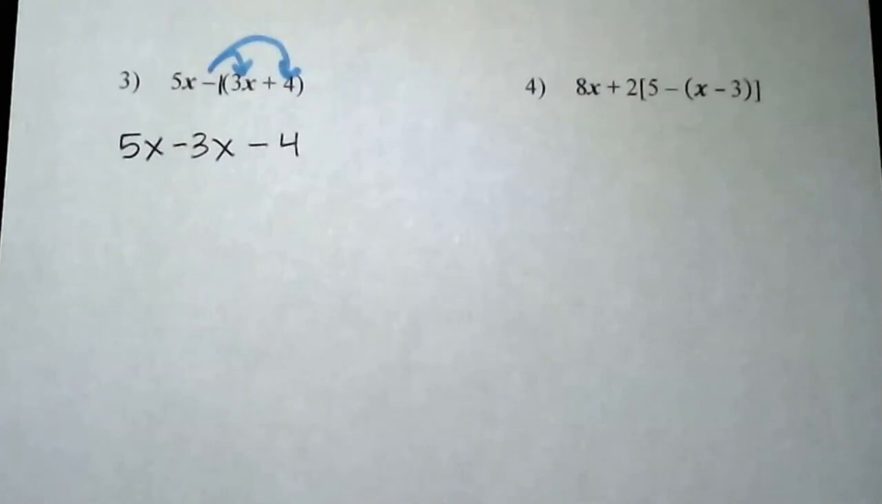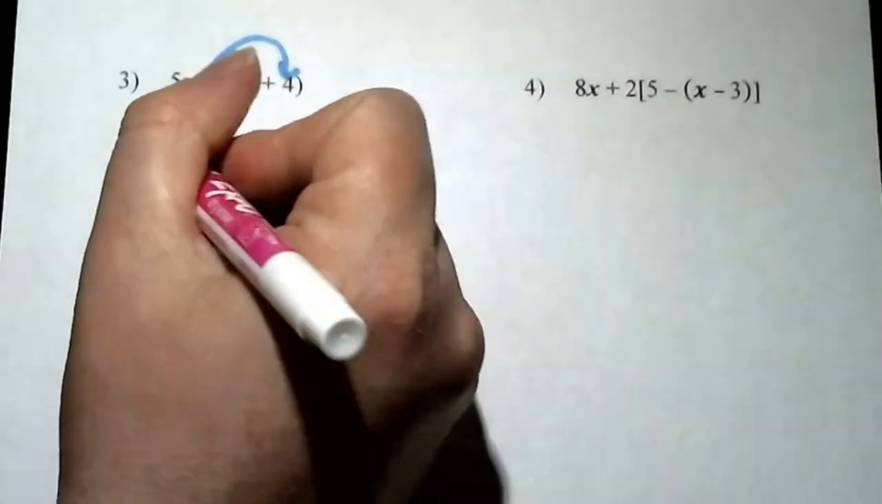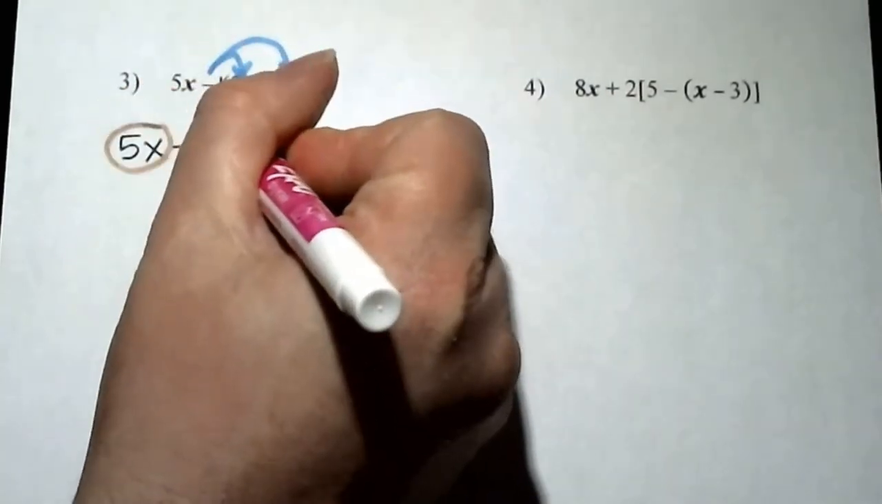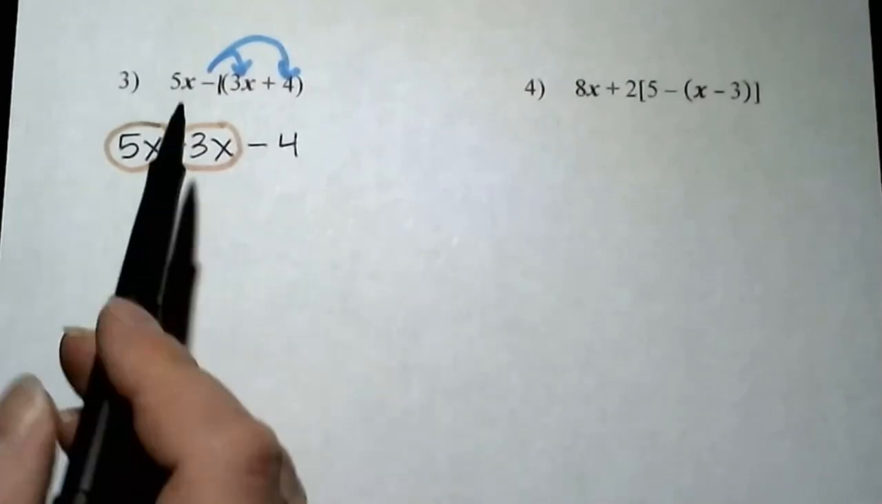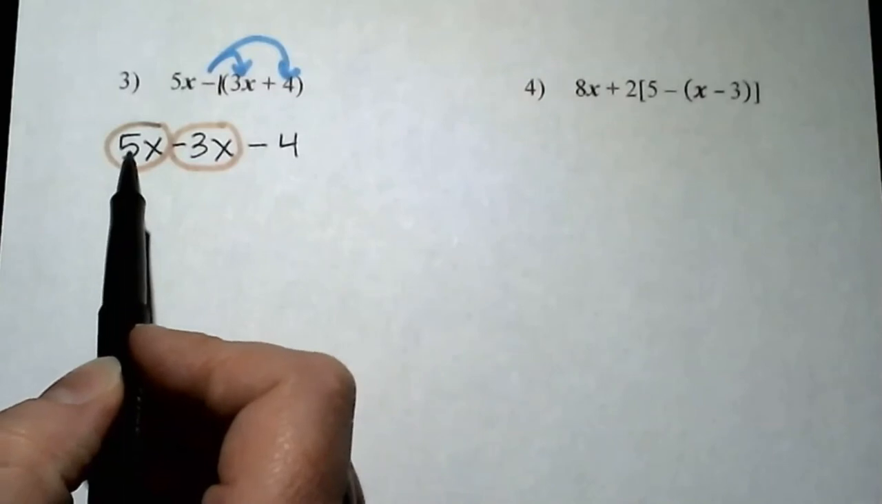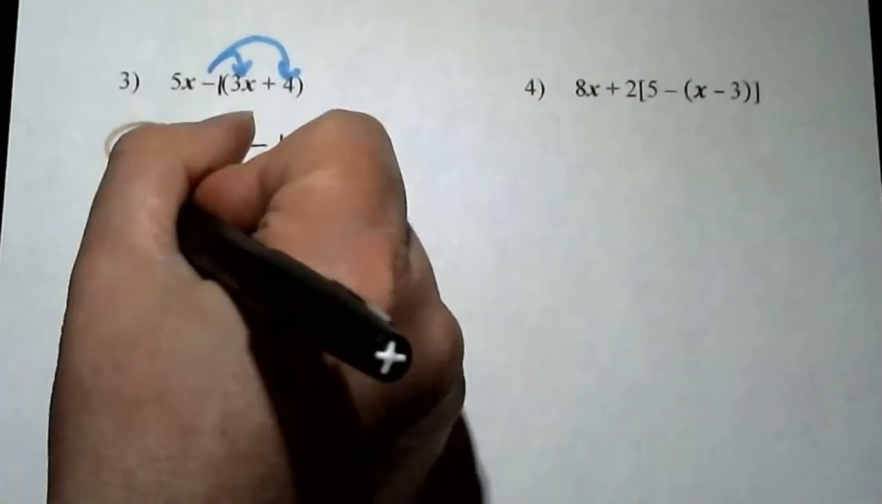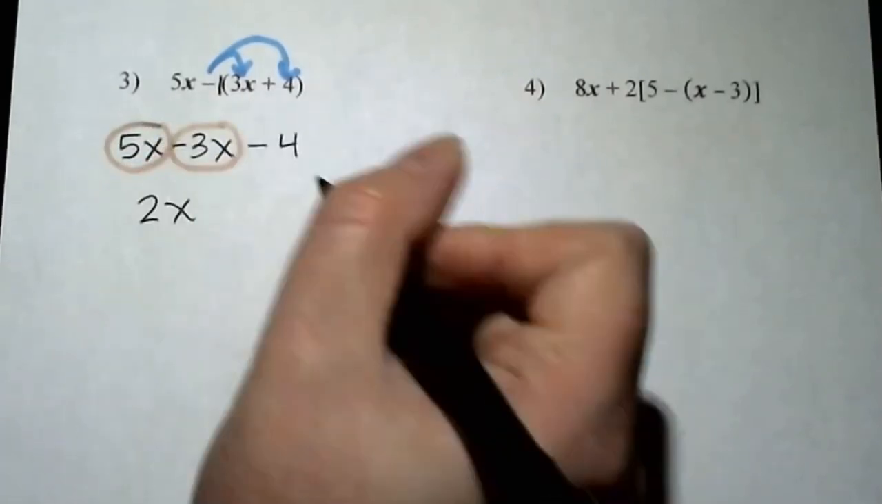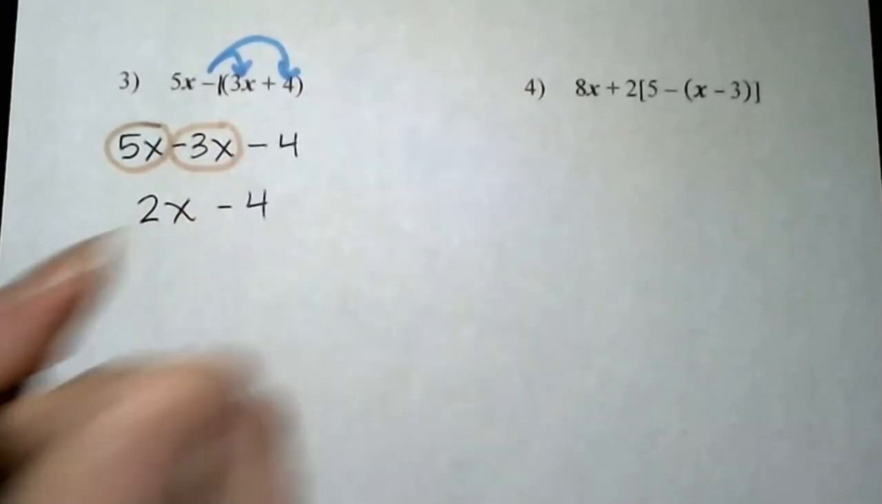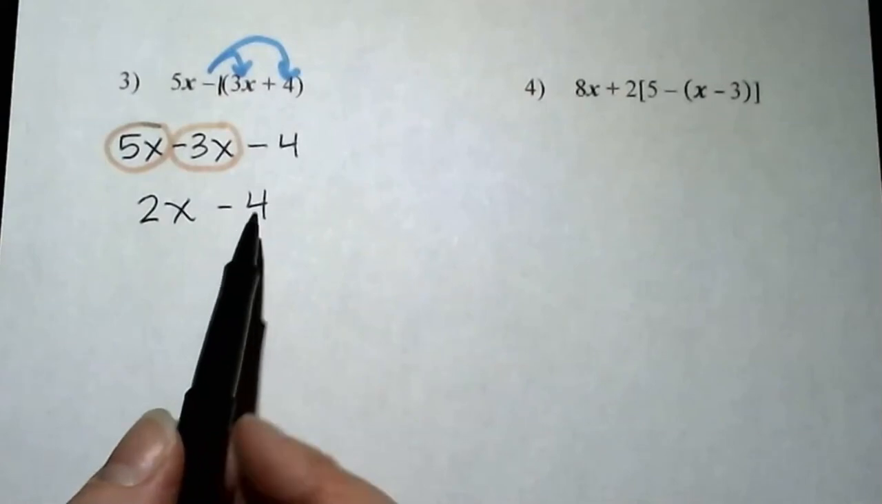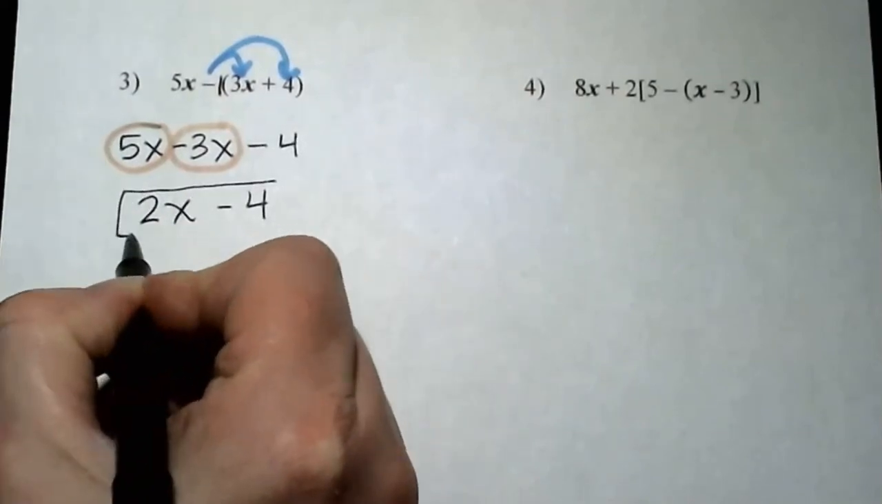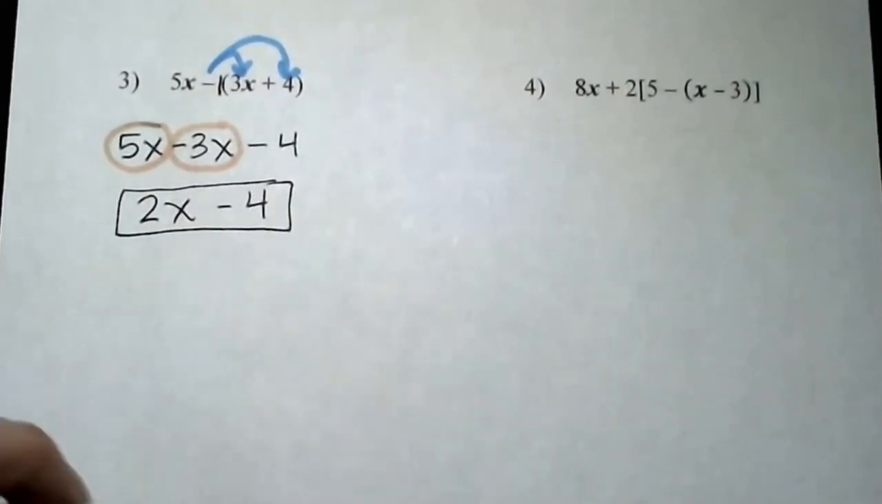Okay, next I see I have some terms that I can combine. The 5x and this minus 3x are like terms, so I can put them together by subtracting their coefficients. 5 minus 3 is 2x, and then I bring down the negative 4 or the minus 4. Those can't be combined because they are not like terms, so this is your final answer.